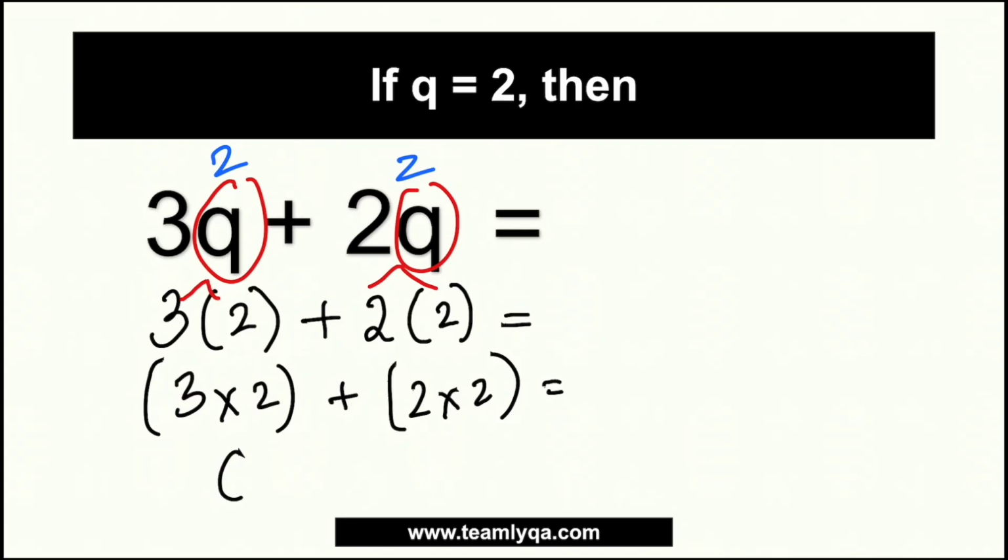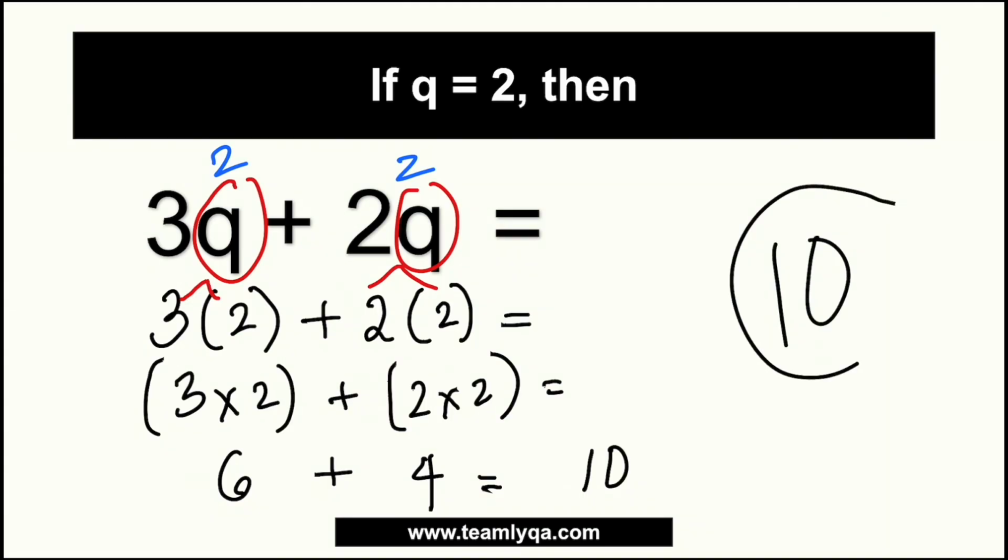So, you have 6 plus 4, ang magiging kalalabasan niya ay 10. So, the answer here is 10. If Q is equal to 2, then 3Q plus 2Q is 10. Okay? So, again, just write it down and isa-isahin nyo lang siya.